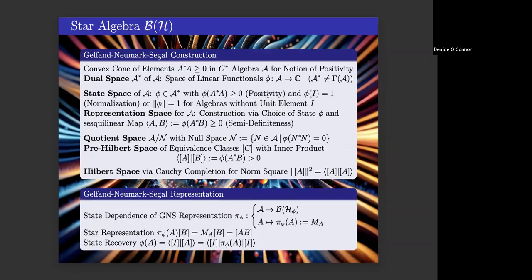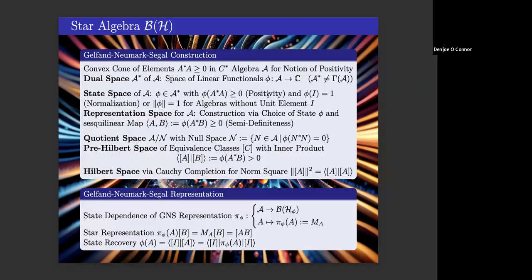And this brings us now to the star algebra B of H, where now the Gelfand construction has to be generalized to the Gelfand-Naimark-Segal construction. You first need a notion of positivity, then you look at the dual space of the algebra. This gives you all the linear functionals. Then you need a state space. Those are all special linear functionals that are positive. For positive operators, they are positive. And unital, because you need normalization for probabilities and so on.